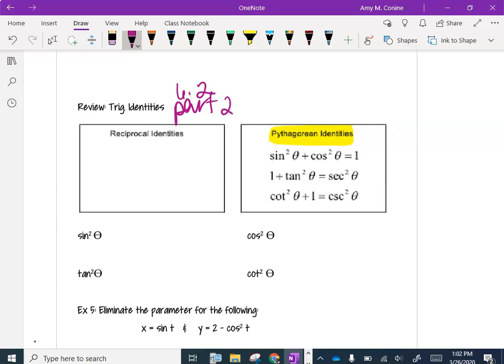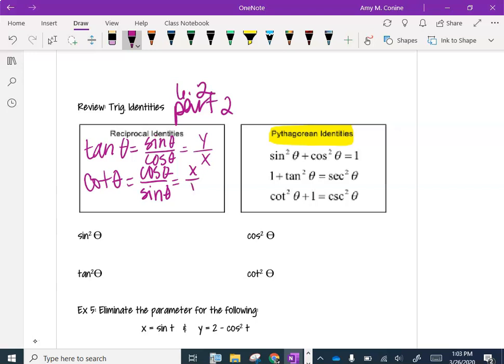I wanted to talk about your reciprocal identities. You know that sine is the reciprocal of cosecant and things like that. But the main one I wanted to talk about, which won't be the only one, is that I want to make sure you understand tangent, which is sine over cosine, which is also y over x. And then cotangent is the reciprocal function of that. So you have cosine over sine, and then it's x over y.